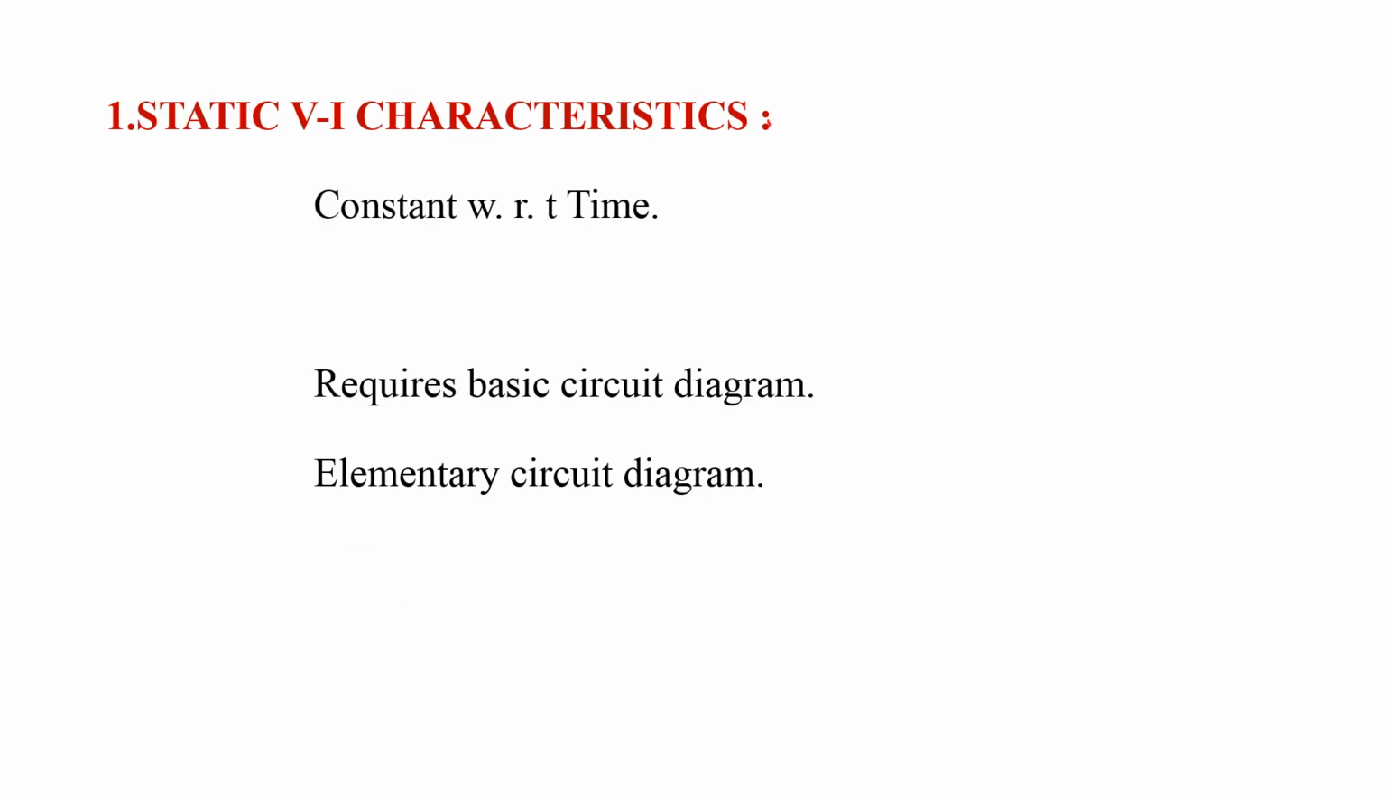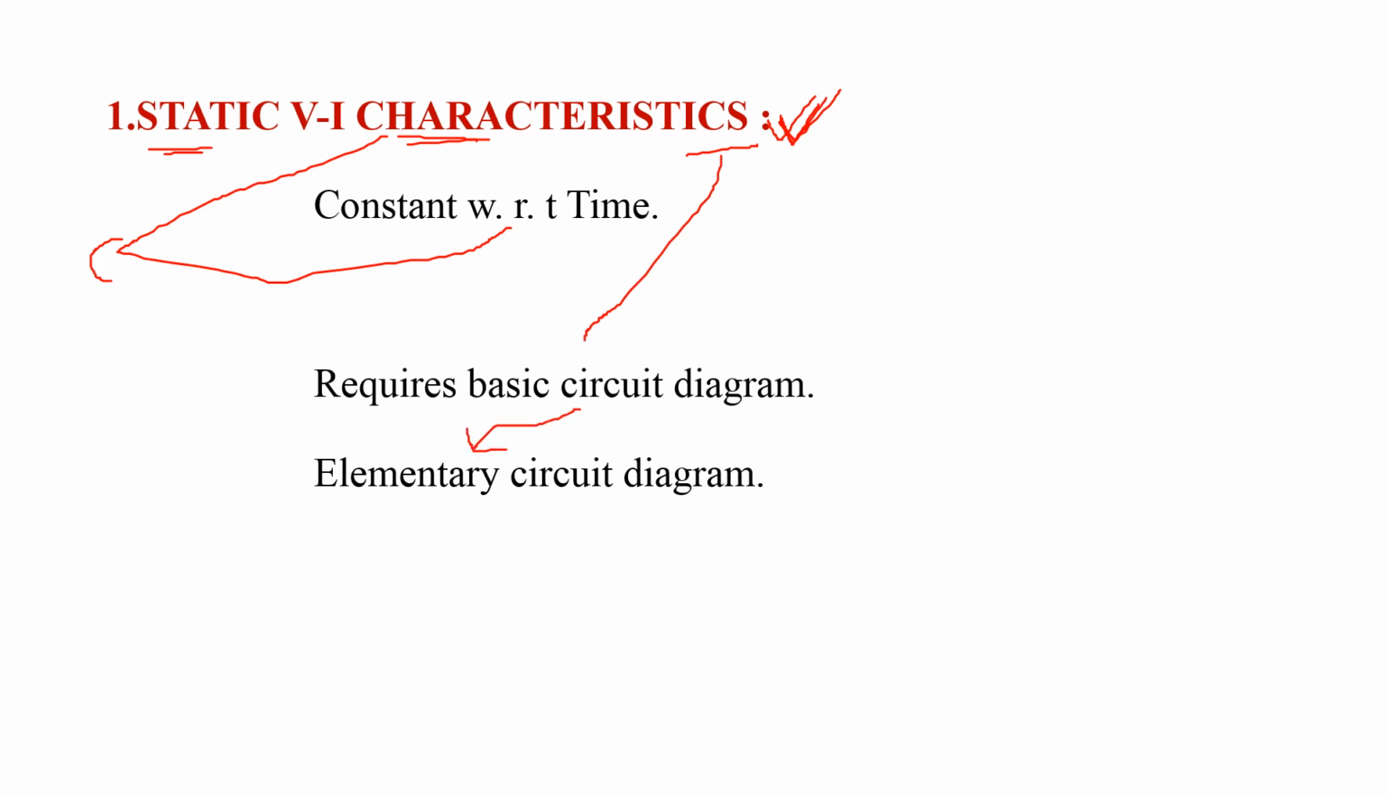Coming to static V-I characteristics, the name itself suggests the meaning of this type of characteristics. Here the meaning of static is constant, means the characteristics which are constant with respect to time are nothing but static V-I characteristics. For obtaining these characteristics, we require one basic circuit diagram. That basic circuit diagram is called the elementary circuit diagram. Like in elementary school, we learn the basic knowledge, here also this elementary circuit diagram is the basic circuit diagram for obtaining the static V-I characteristics.